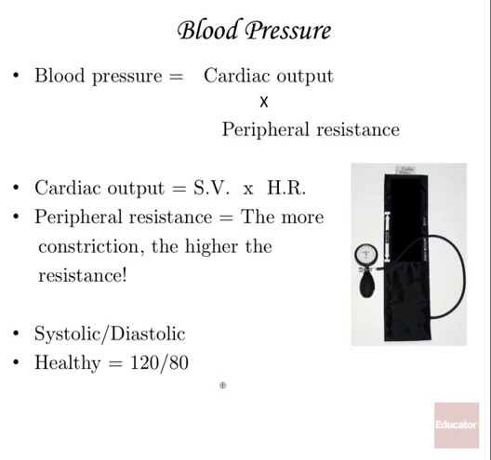Healthy, or sort of the common blood pressure you hear about, is 120/80. That's the systolic number over the diastolic number. So this is the range of pressure in whatever artery you're measuring, and usually has to do with an artery like the brachial artery.